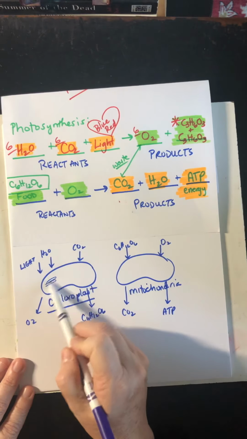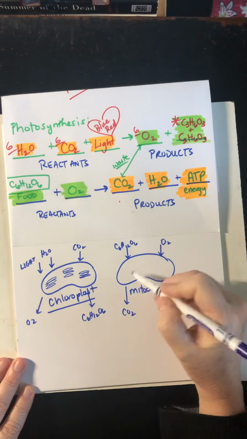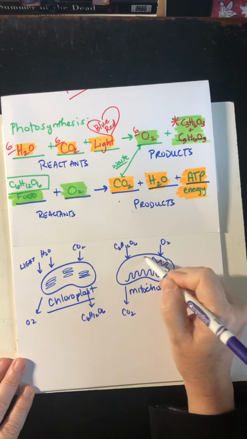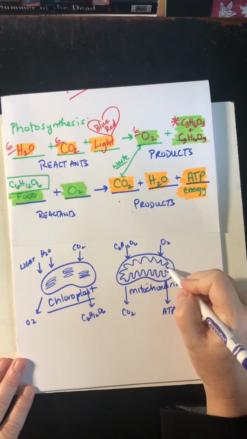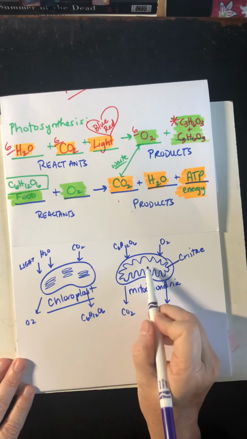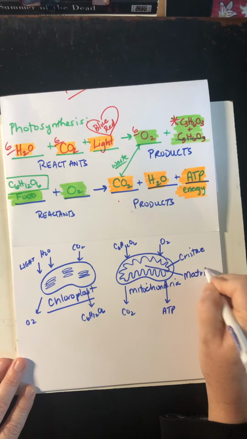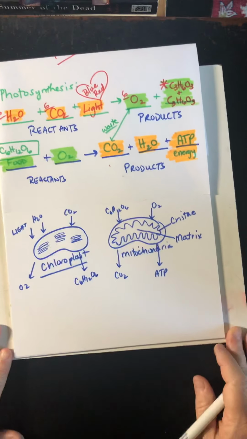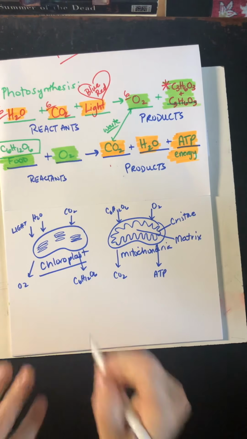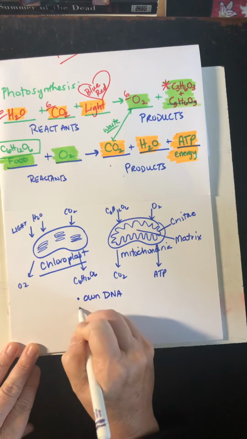Now, chloroplast has these little internal stacks in them called thylakoid. The mitochondria has this one inner membrane, and it's called the cristae. Okay, the middle of the mitochondria, they call it the matrix. Okay, now the cool thing about these two organelles is they are about the same size. They have their own DNA, and they have their own ribosomes.